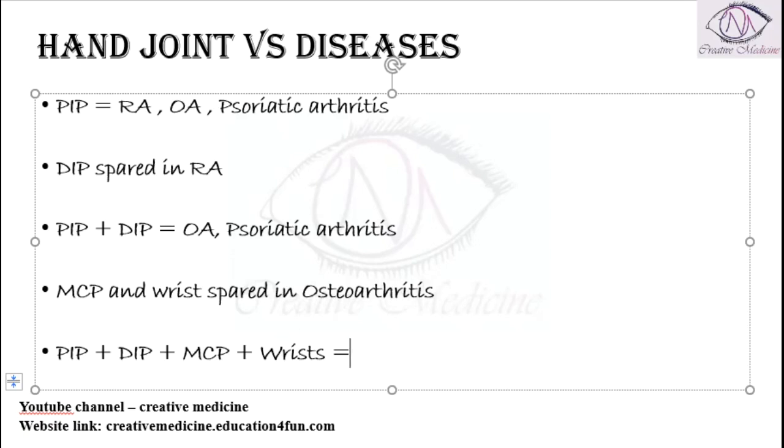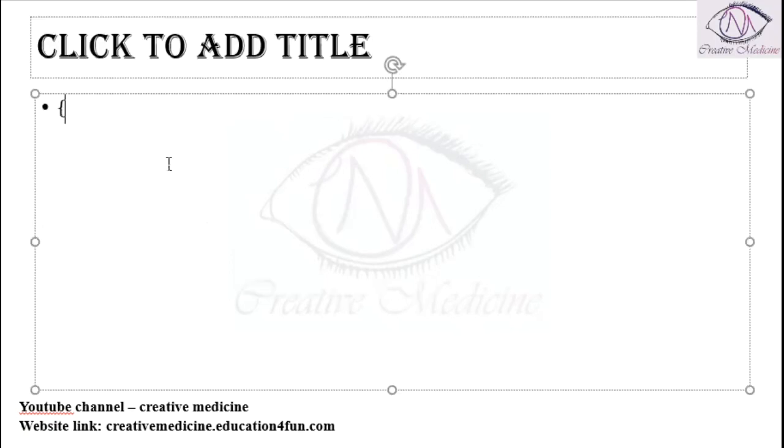But if in the question it is given that there is proximal interphalangeal joint with distal interphalangeal joint with metacarpophalangeal joint and wrist joints involved, then definitely all the four are involved, so it is not osteoarthritis, it is psoriatic arthritis.